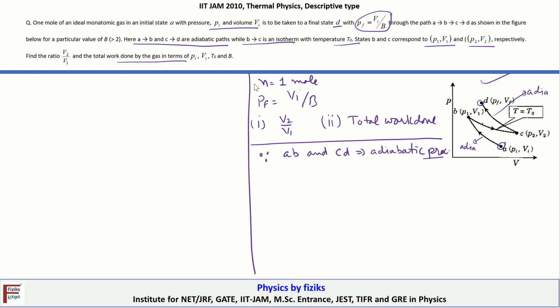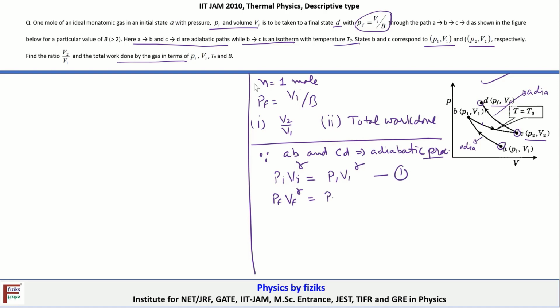For point A, the thermodynamic variables are Pi, Vi. So at point A, Pi Vi power gamma, because it's an adiabatic process, should be equal to that at point B, which also lies on the process AB, which is adiabatic. So this is equal to P1 V1 power gamma. Let's call this our equation 1. Now similarly, process CD is also adiabatic, so we will apply the same equation here. For point D first, we write Pf Vf power gamma, which is equal to, the coordinates of point C being P2 V2.